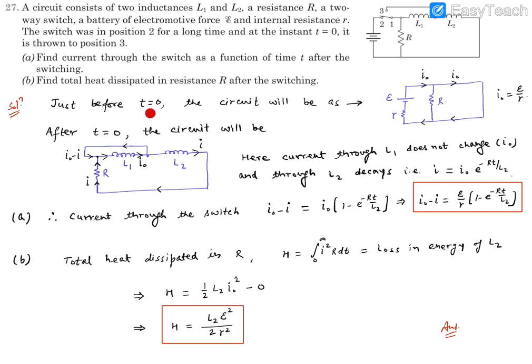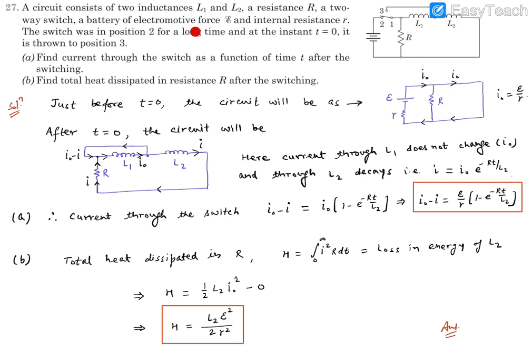Just before t equal to 0, the switch had been connected to position 2 for a long time. So what would have been the current running through these elements? Just before t equal to 0, the circuit would be like this: there is a battery with its internal resistance, and the inductors act like plain wires, so they do not oppose any current, and no current flows through this resistance. We can use this circuit to find the I0 value. I0 is going to be E by R, which is the current flowing through the two inductors.